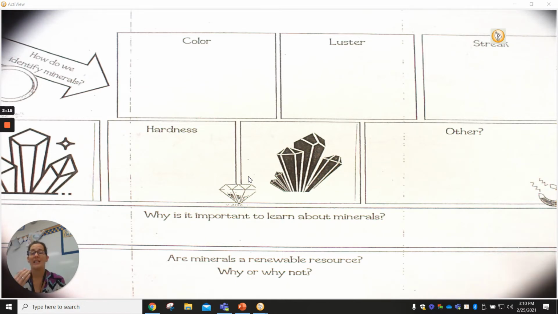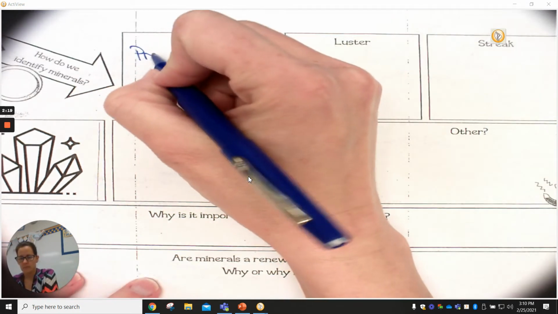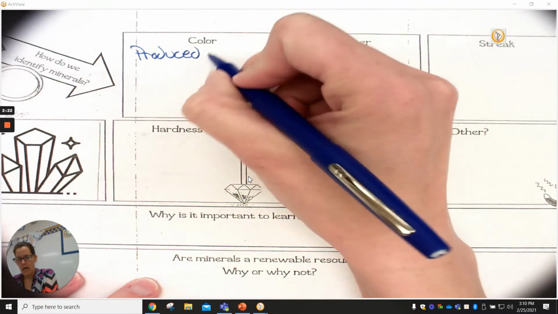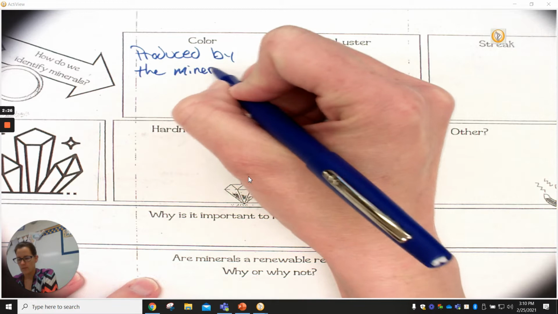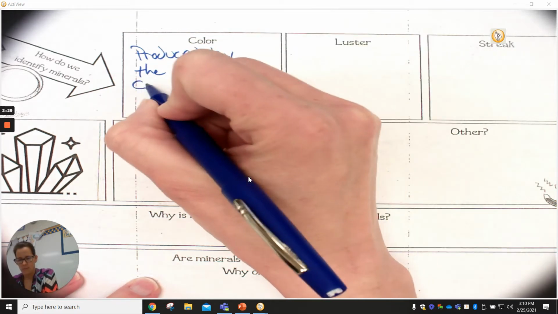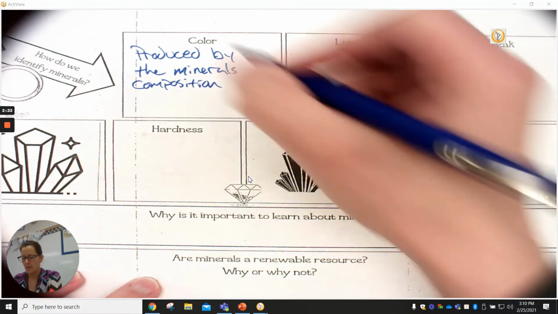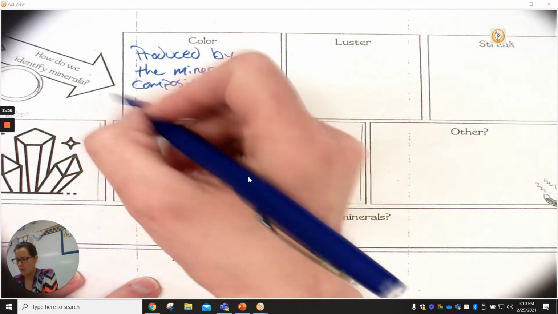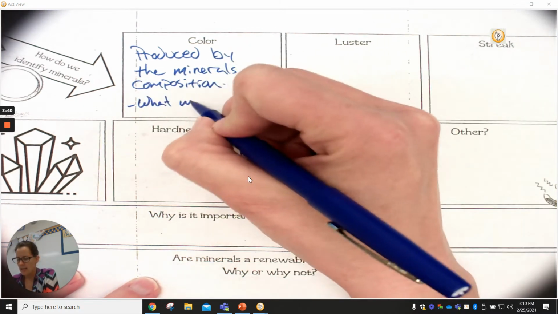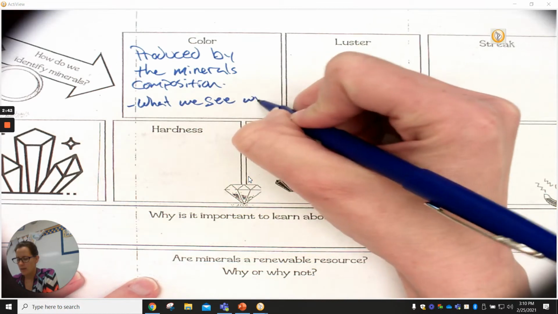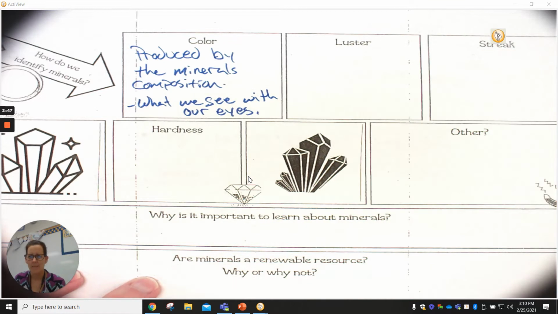Okay, I'm going to put those back, and we're going to write in here: color is produced by the mineral's composition, and it's what we see with our eyes. So that depends on the different atoms and things that it's made of. And I'm just going to put right here, what we see with our eyes. Super easy, right? Just color.